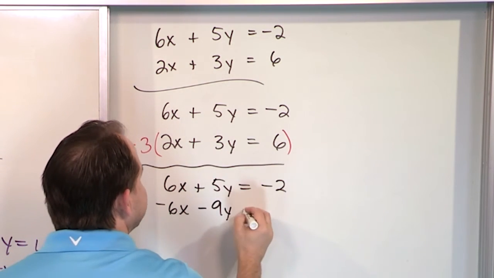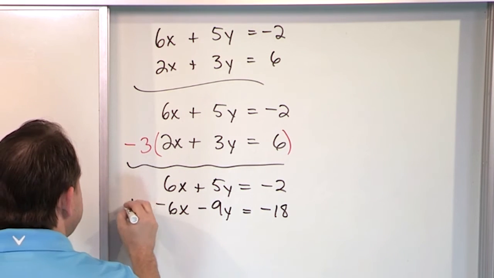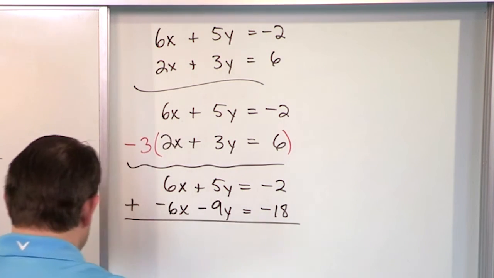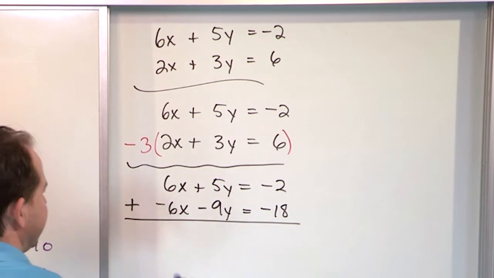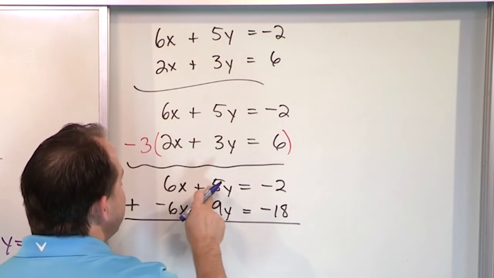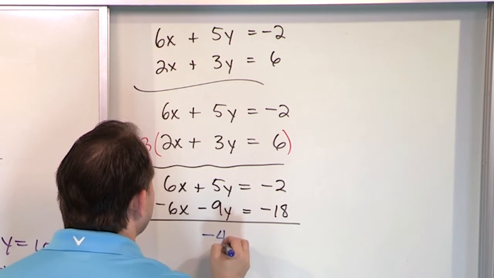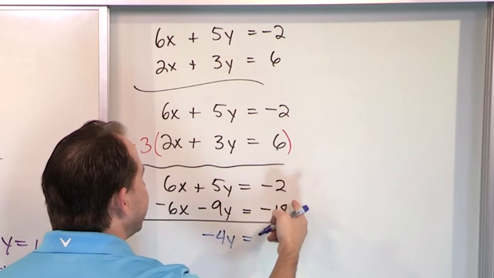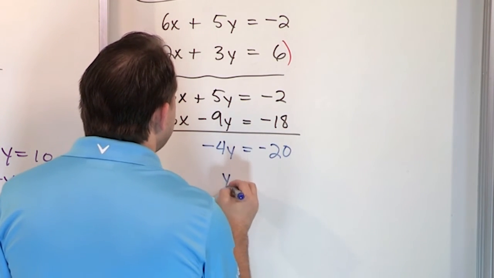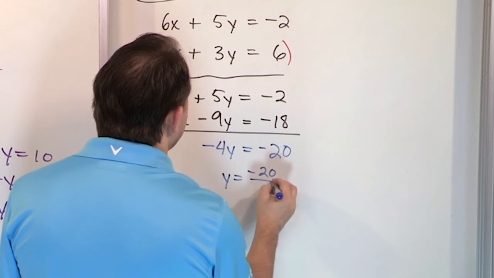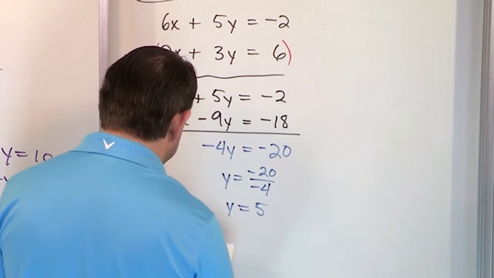-3 times 6 is -18. All right, -18. Now I can put my plus sign. Now I can draw my line and actually add them. So the 6x and -6x go away. And then you have 5 plus a -9, so you should remember that that's -4y. And then -2, and you add it to -18, you get -20. So y is -20 over -4. So y is equal to +5.